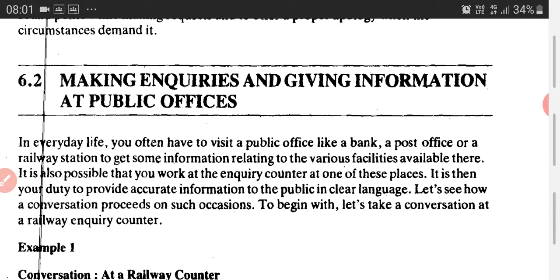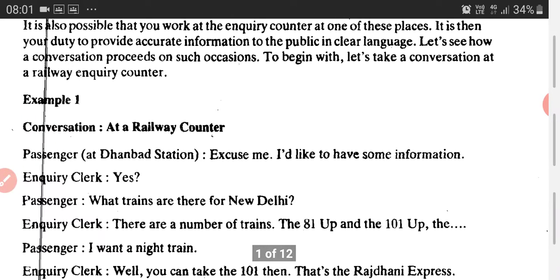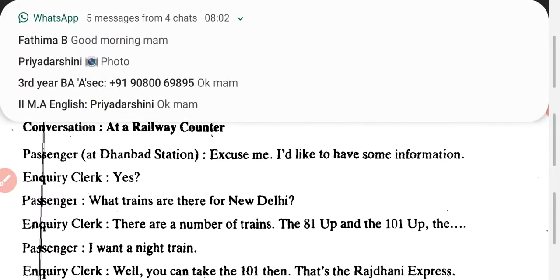Right. At the railway, in everyday life, you often have to visit a public office like a bank or a post office or a railway station to get some information relating to the various facilities available there. It is also possible that you work at the inquiry counter at one of these places. So you could be a passenger who needs to make some inquiry, or you could be working in the railways as an employee there, right? So it is then your duty to provide accurate information to the public in clear language. So let's see from both aspects. Conversation at a railway counter.